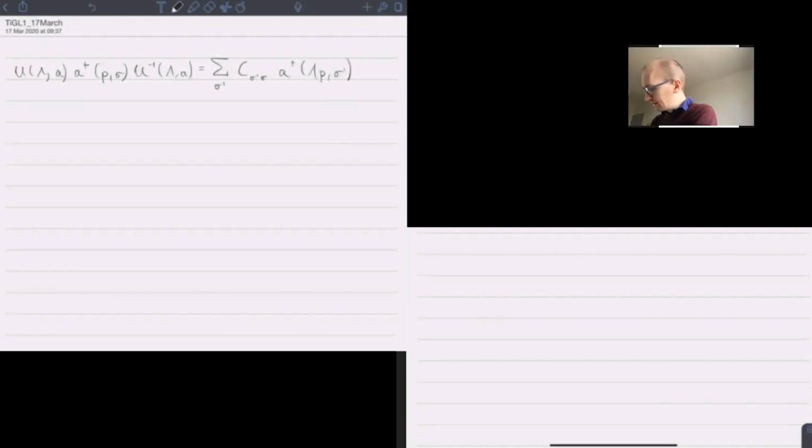And we had accordingly the transformation acting on the Hermitian conjugate a of p sigma, U inverse lambda a. And that, of course, also gives you some sum over spin states. But what comes in here is the complex conjugate transpose. So basically what you would expect, lambda p sigma prime. Okay, so that's where we stopped last time.